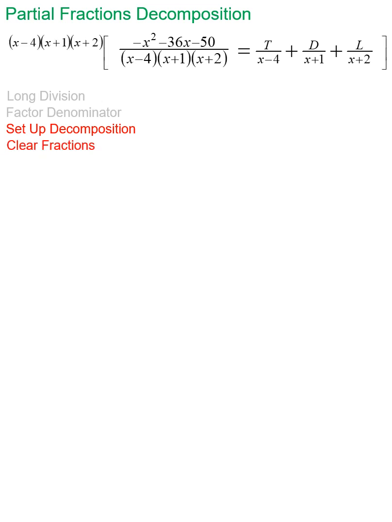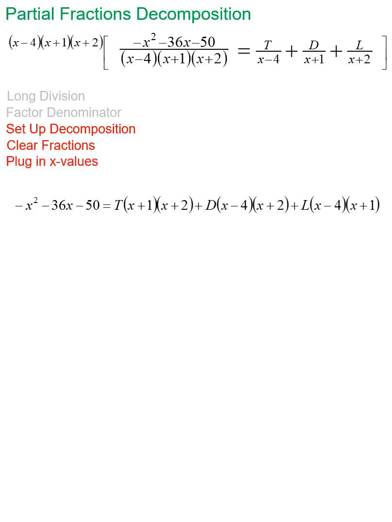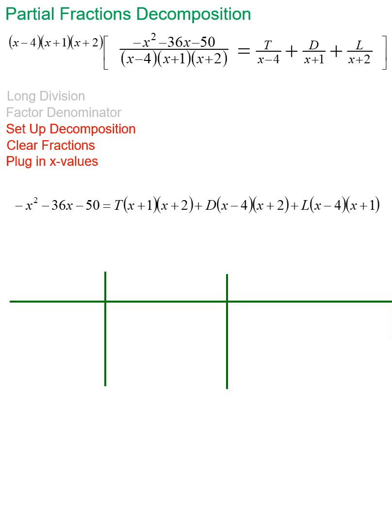Now, to clear my fractions, I'm going to multiply by the original denominator. And a lot of stuff cancels out. This may be a good time to hit pause, despite me having said I wasn't going to say that. And at this point, I am in my same position again, where I have to plug in random x values, or maybe clever x values, in order to solve for t, d, and l.